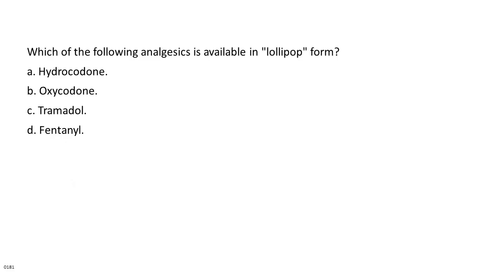Which of the following analgesics is available in lollipop form? A. Hydrocodone. B. Oxycodone. C. Tramadol. D. Fentanyl.